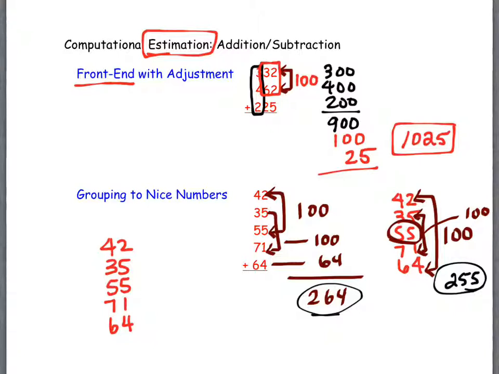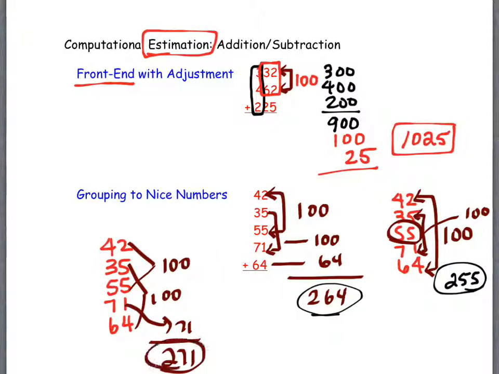What I had done is I had done, it looks like those two and these two. No, these two. Those are the two that I had grouped. And again, they're about 100 each. And the one that I had left out was the number 71. So my total is actually 271 when I had done it on my paper.